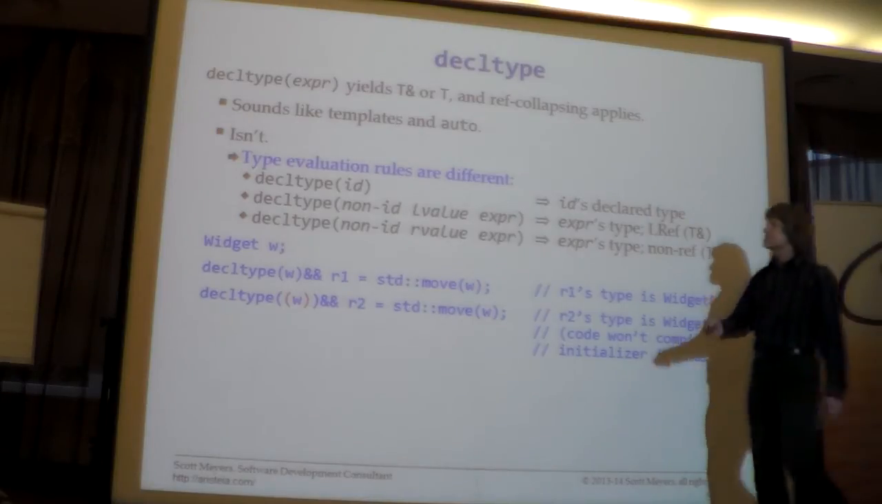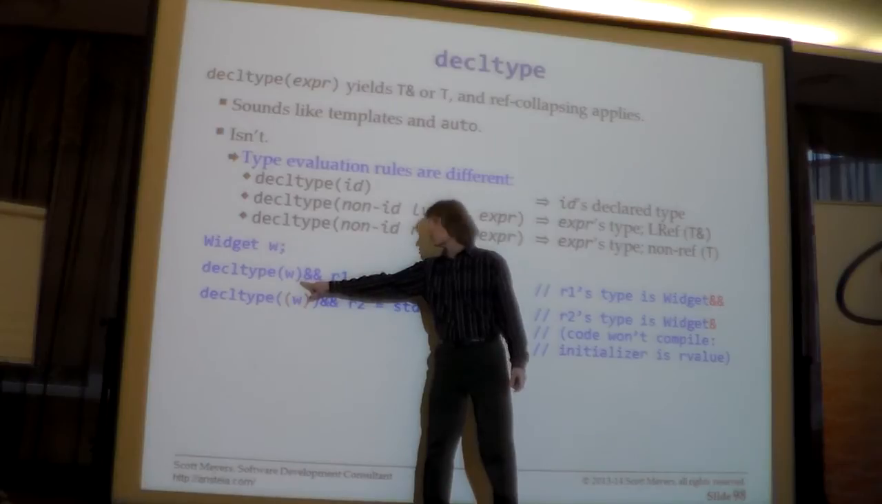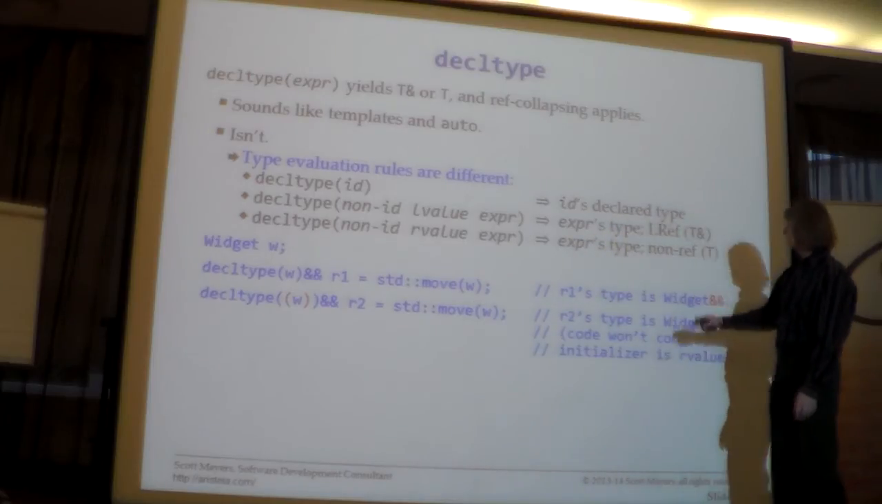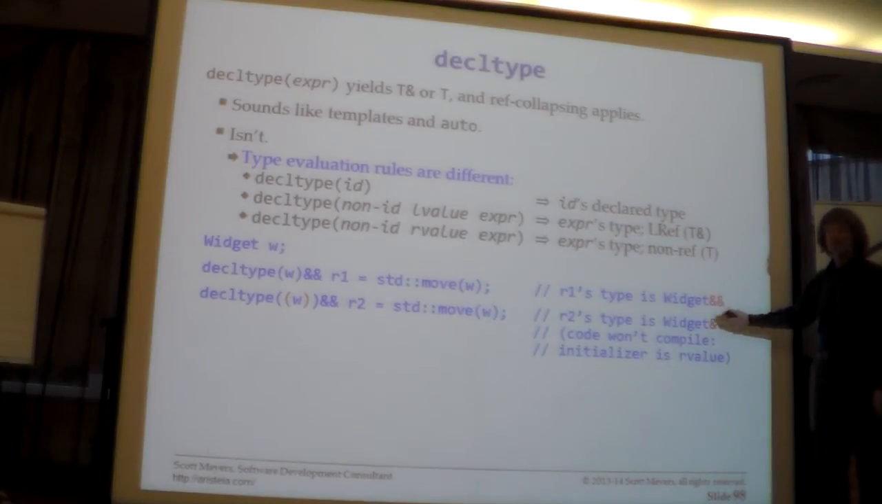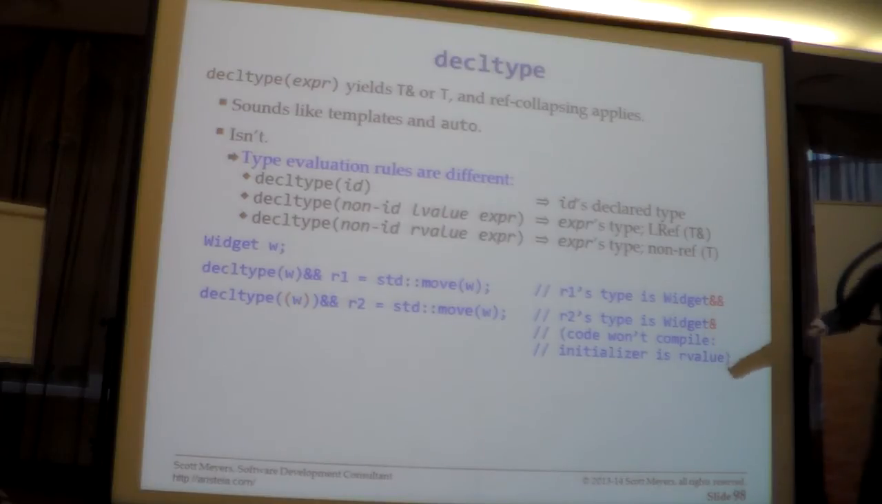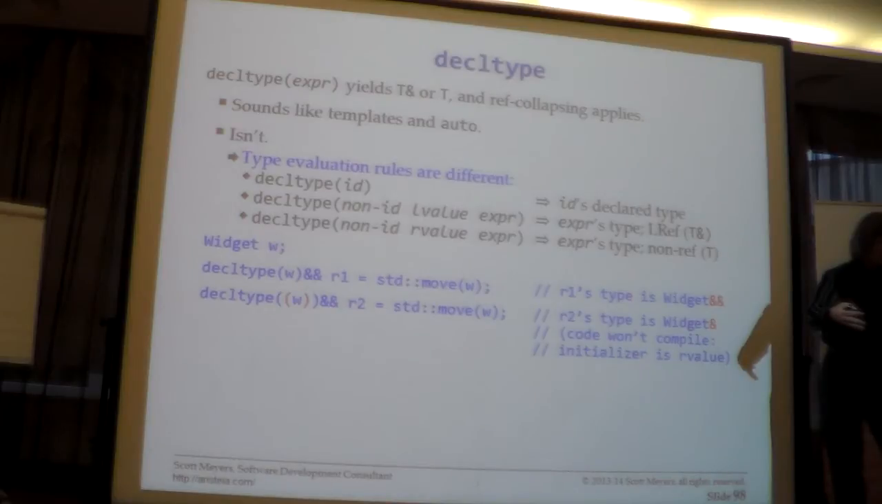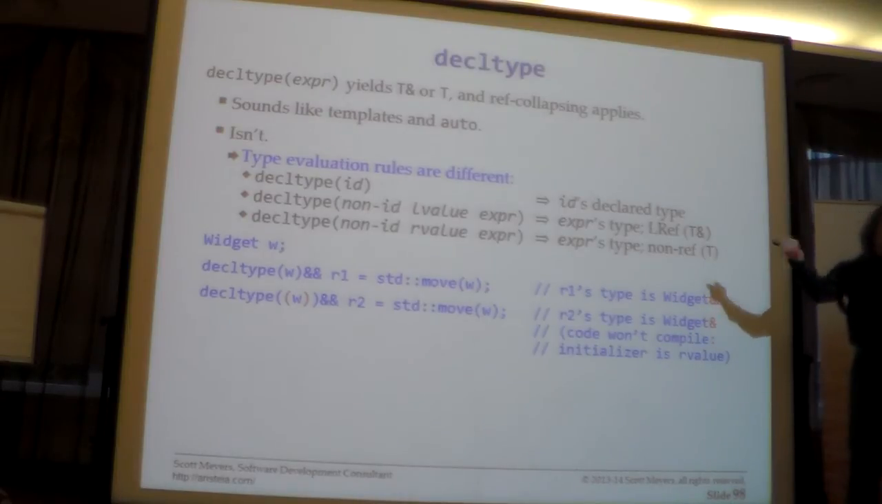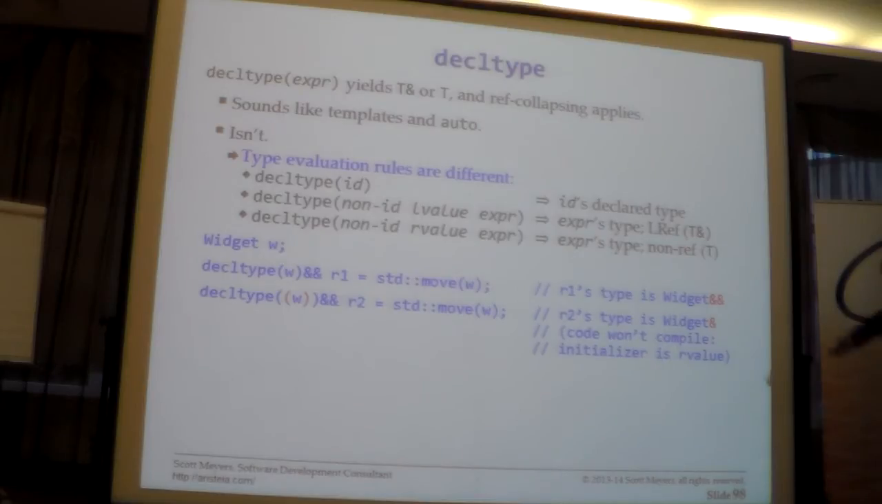So in this case here, decltype of W is just widget. So we get widget ref. This is an R value reference. So R1's type is widget ref. Remember that if you put parentheses around it, it goes from being a name to an expression. So decltype of paren, W paren, that kicks in with this rule here. The result of this is widget ref, which is then combined with this. If I now have an R value reference and an L value reference, they collapse down to an L value reference. And R2 is therefore a widget L value reference.